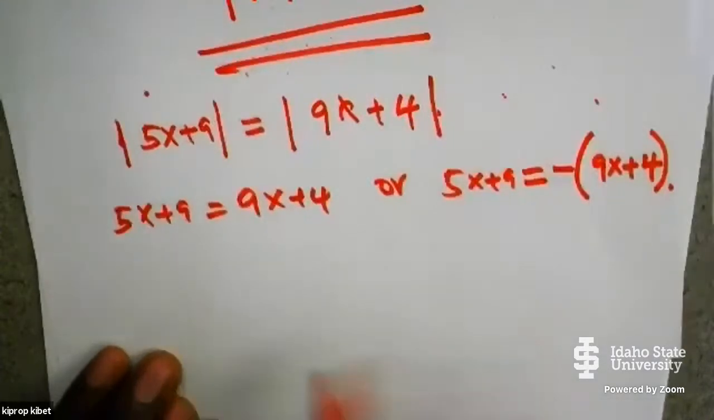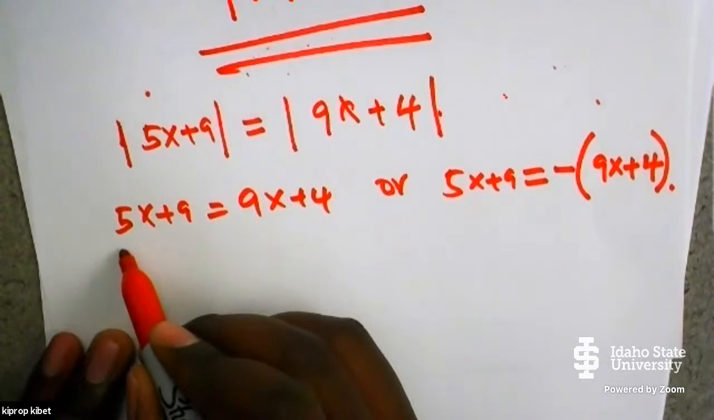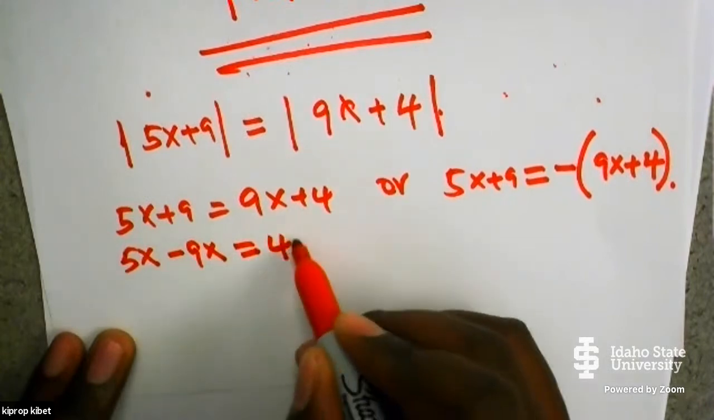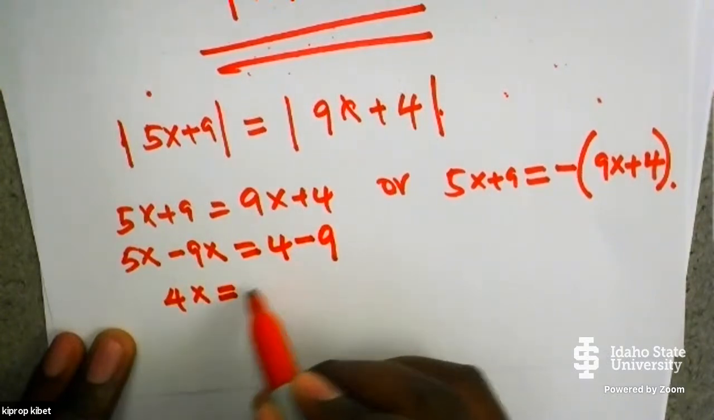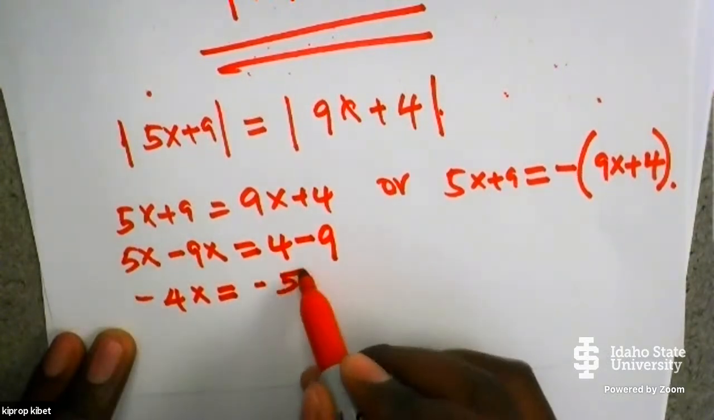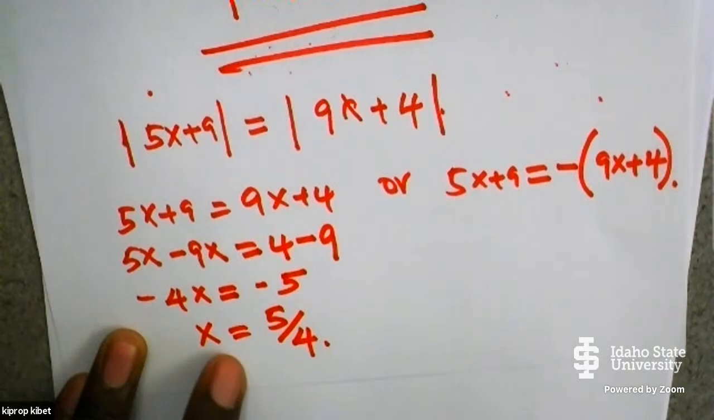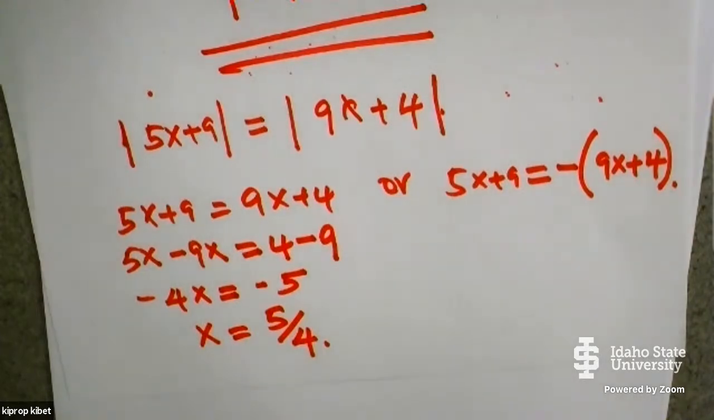Then you solve. So 5x plus 9, you take the 9 to the other side. So 5x, and then you bring 9x to this side, minus 9x equals to 4 minus 9. And this is negative 4x equals to what? Equals to minus 5. So x equals to 5 over 4, because the minus will cancel. So this minus and that one will cancel. But if there was an inequality here, then you switch.